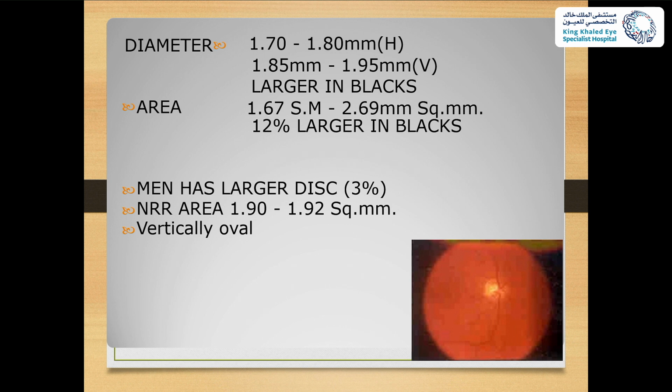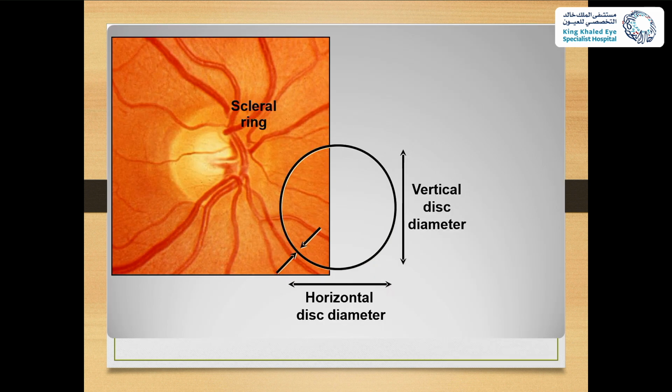The neuroretinal rim area is about 1.9 square millimeters. The disc is usually vertically oval. When you assess the disc, usually we talk about the vertical and the horizontal diameter.